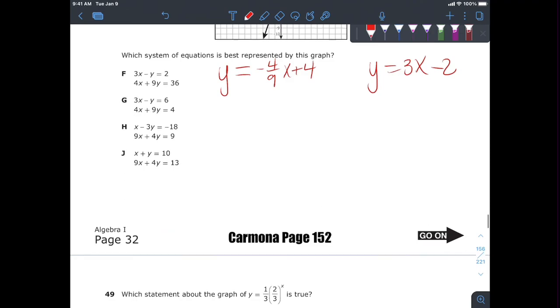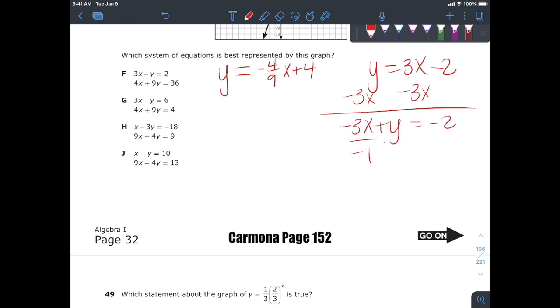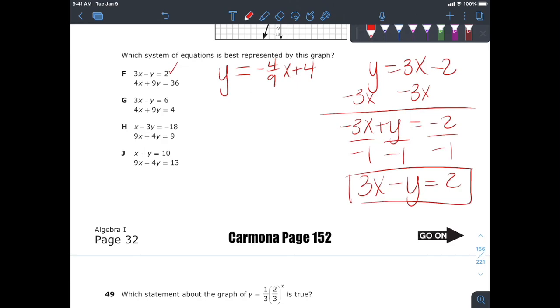But of course, they're going to be super tricky. And they're not going to allow us to use it like this. So I'm going to go ahead and change this guy over to standard form. I'm going to divide everybody by -1 to get that x coefficient positive. And I end up with my first equation. There it is. And I don't see anybody else with it. So it's got to be answer choice F.